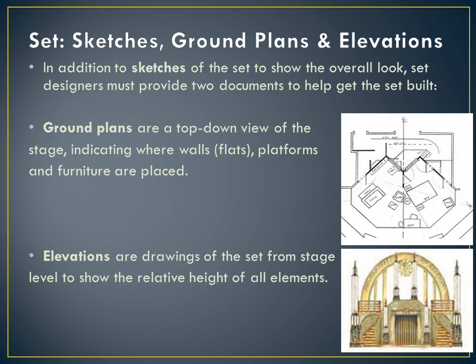Speaking of walls, the other sort of technical documents that are going to be very important to the set designer are called elevations. These are drawings, like you see in the bottom right hand there, that are from sort of stage height, and they're straight-on views, and they show the relative height of different items. That's something you can't really get very well from a ground plan staring down at the set, but an elevation gives you a sense of how tall the different elements are. So together, the elevation and the ground plans function sort of like blueprints and can be given to a design crew to actually then start building the set.